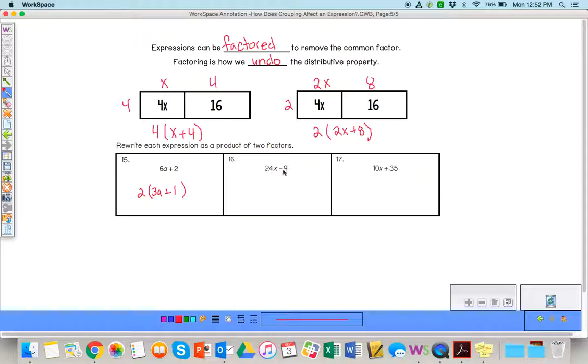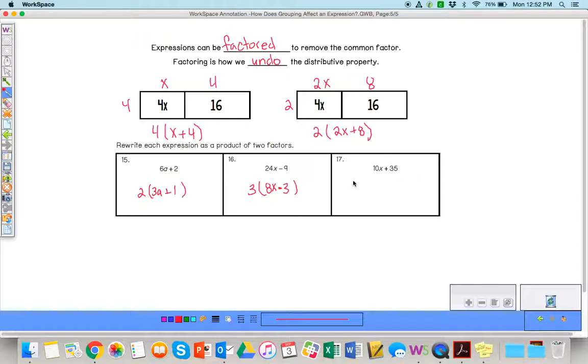This one, both numbers have a factor of 3. So that means that 3 is going to go on the outside of my parentheses. So 24 divided by 3 is 8. And we just keep the variable with it. 9 divided by 3 is 3. And it was a negative sign that we were using. Okay, I want you to pause the video and I would like for you to try number 17.